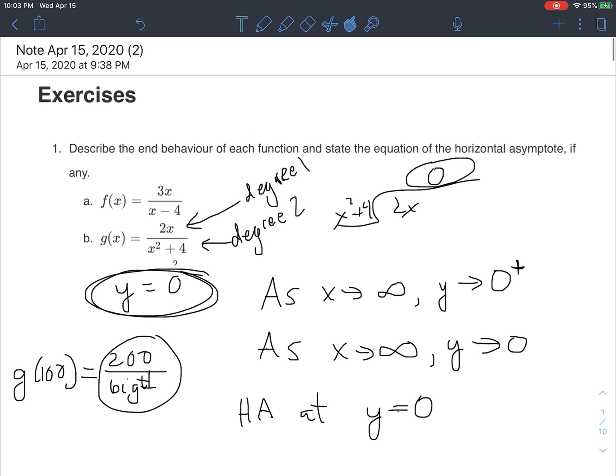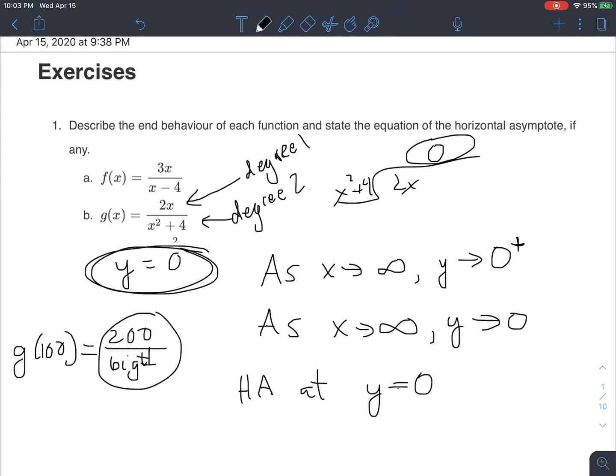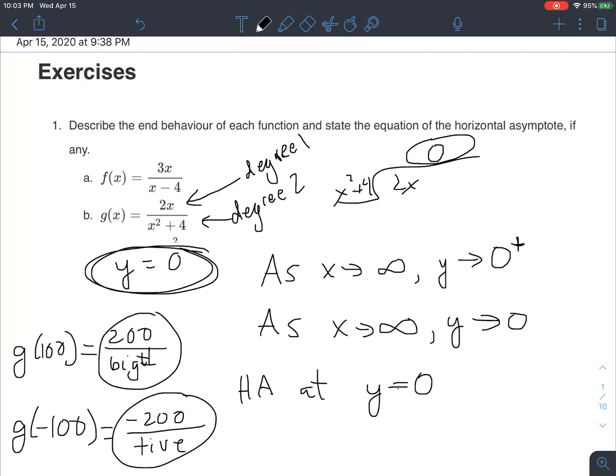And let's plug in a negative big number, negative 100. On the top you're going to get negative 200. And on the bottom you're going to get a positive number because x squared is still going to be positive. So this is going to be a negative, a little bit less than 0. Over here we're approaching 0 from the bottom.